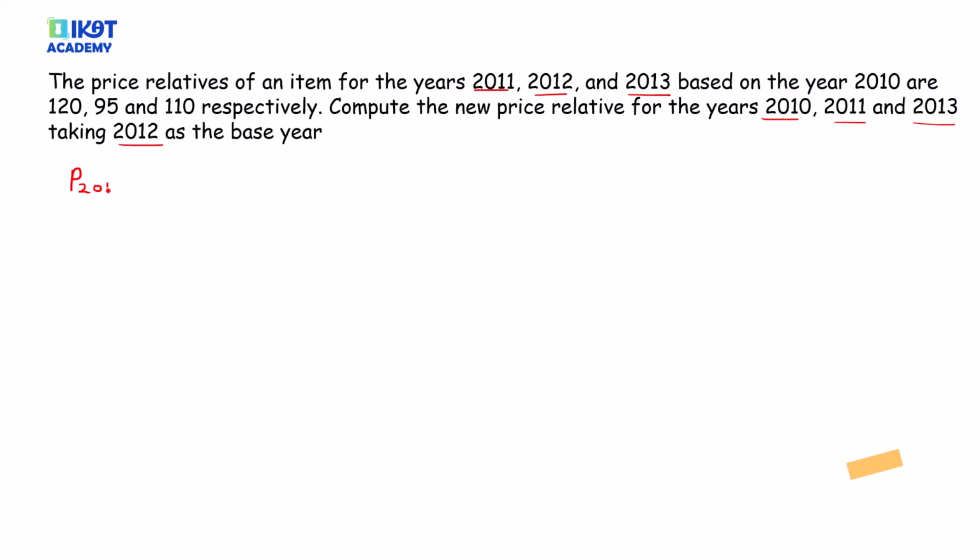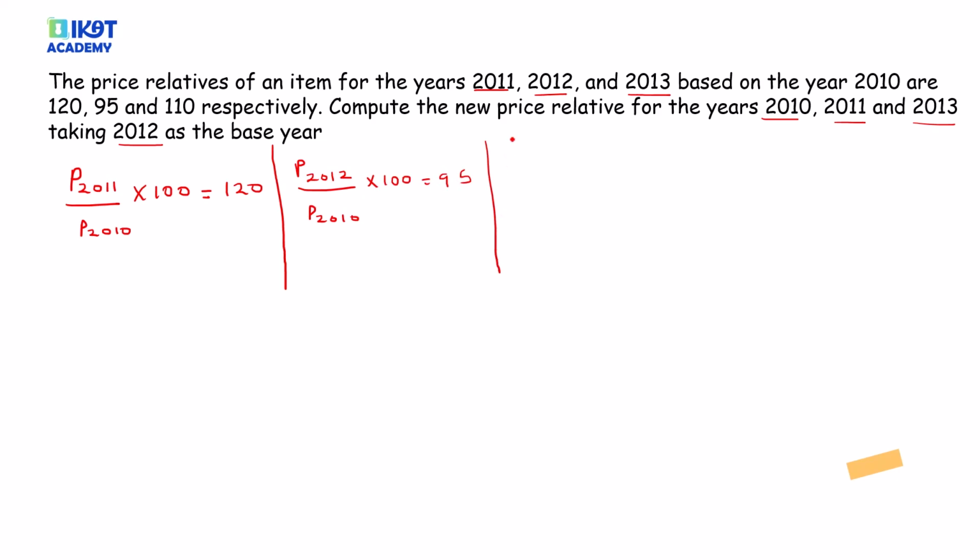I have the price relative for this item for 2011 based on 2010 as the base year, but now this is not the price relative. For it to be the price relative, it should be times 100, which equals 120. Okay, let me go to the next one. The next piece of information I have is the price relative for the item in 2012, still with 2010 as the base year, is 95. Okay, I have that. Then I move on to the price relative for 2013 based on 2010 as the base year. Here it's still 110.